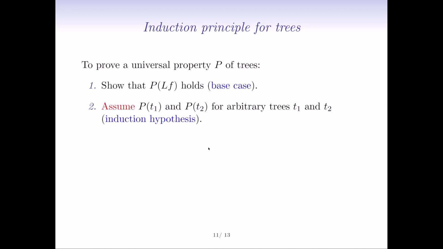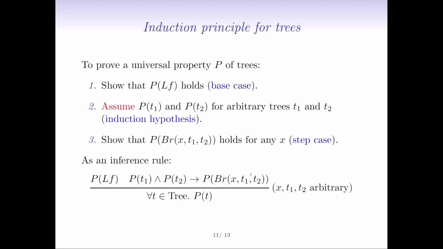So assuming this, which is my induction hypothesis, I have to show that P holds for any branch constructed from X, T1 and T2. So in other words, if P holds of the left subtree and the right subtree, and I put a piece of data in between them, then P is still true. And that's the step case. So here's the inference rule.